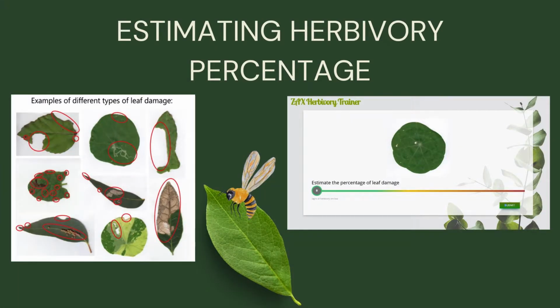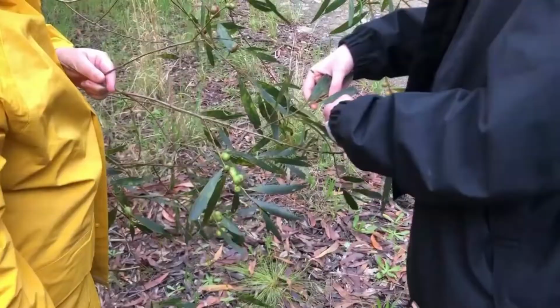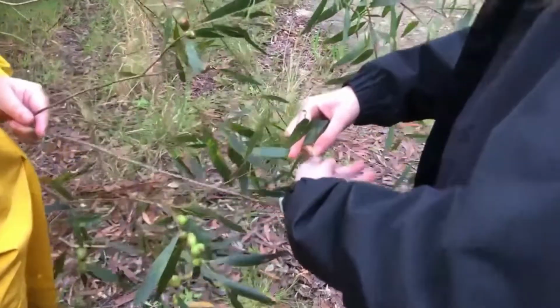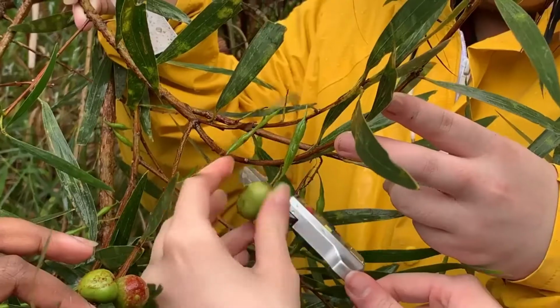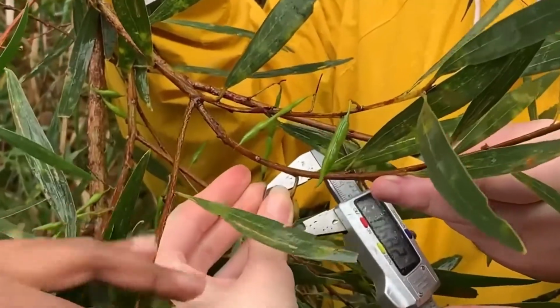These estimates were made after training using the Zachs Herbivory Trainer app. The total number of bean pods on the branch were counted. Then the first 5 beans from the base of the branch were measured and the condition was recorded based on a scale created of 3 different categories: no damage, low damage, and high damage. The size of the galls on the selected branch were measured as well using a caliper.